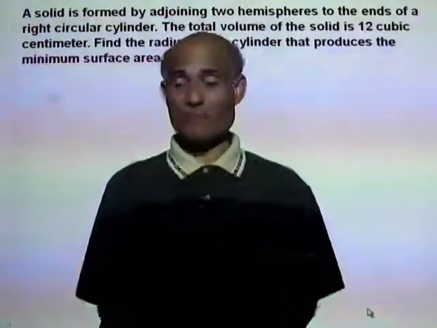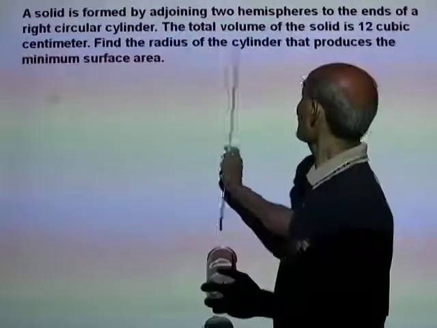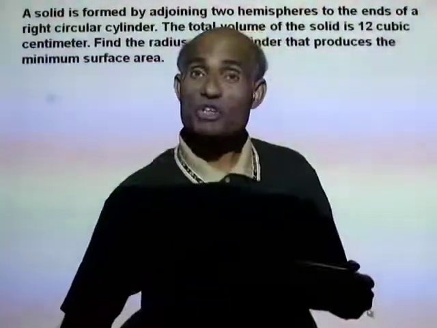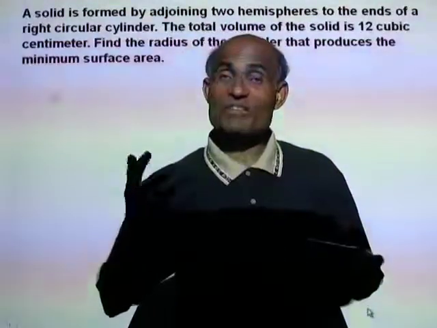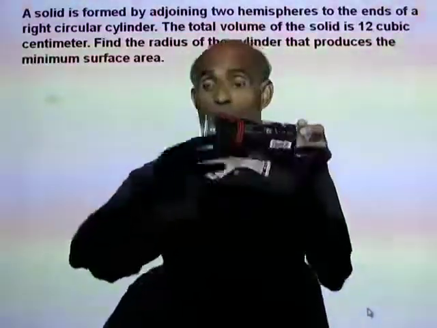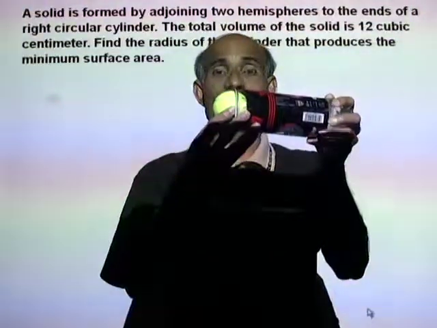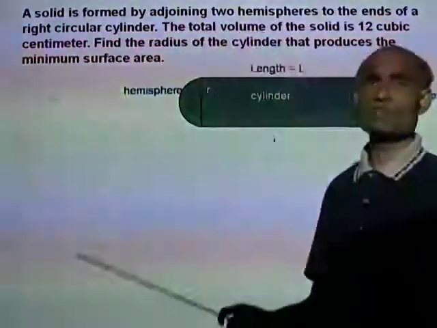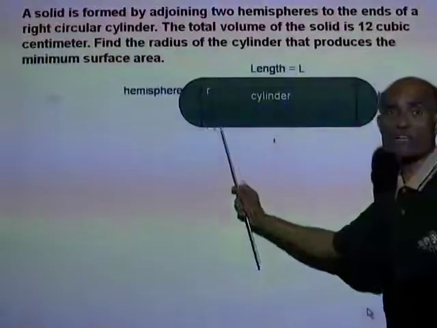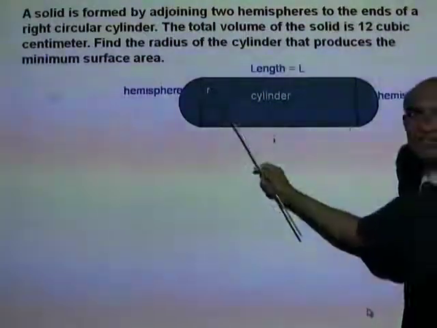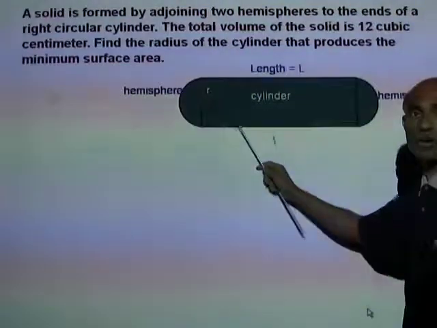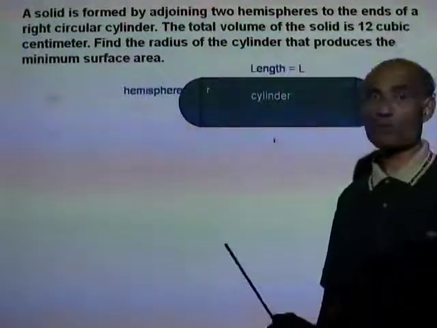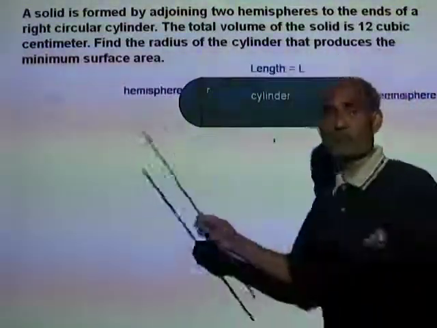That's our whole idea. Now, find the radius of the cylinder that produces the minimum surface area. So, the function that you need to optimize is the function for the surface area of the whole solid. Alright, let's first of all draw a diagram of this. I think I have a diagram here. Now here, this is the cylinder, a hemisphere on one side, a hemisphere on the other side. I hope you picture the problem like this.